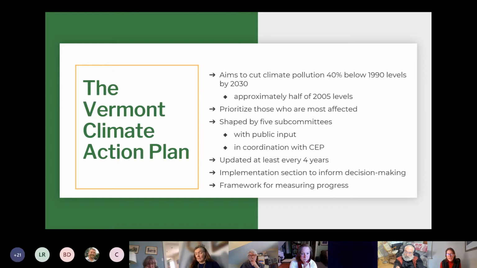So the Climate Action Plan was passed December 1st of 2021. It will be revised and updated every 4 years. It includes an implementation section and really key information for decision makers, as well as a framework for measuring progress as we move forward.